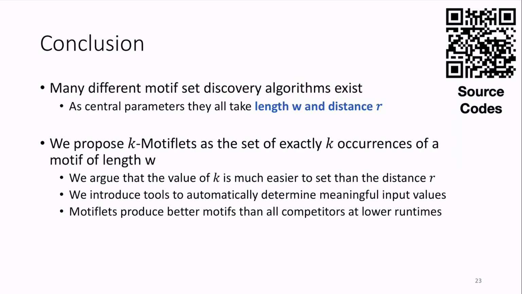Here's our conclusion. Many different motif set algorithms exist, and as central parameter, they all take the length of the motif and the distance threshold R as input. Yet we propose a novel algorithm, K-motiflet, which is the set of exactly K occurrences of a motif of length W. We argue that the value of K is almost always easier to set than a distance value, and we introduce tools to automatically determine meaningful input values for K and for W. Also, we showed that motiflets produce better motifs than all competitors at lower runtimes.